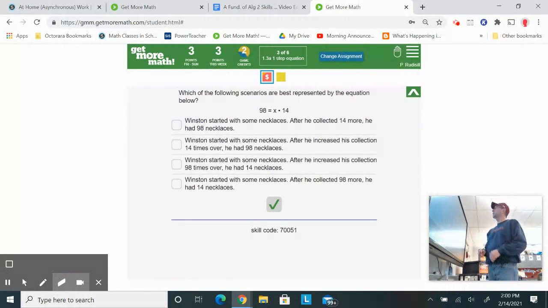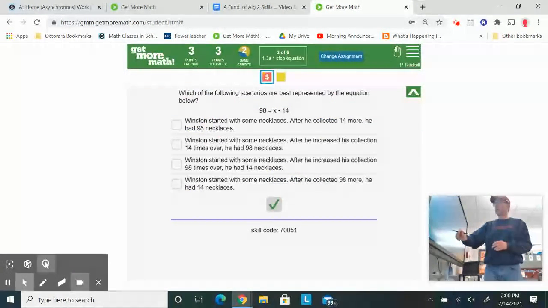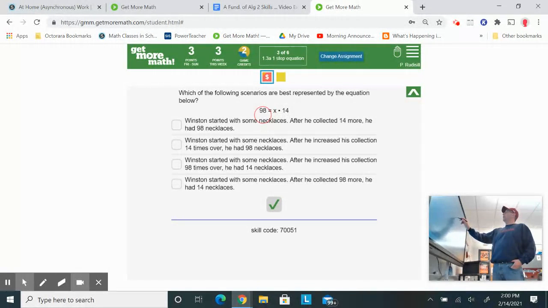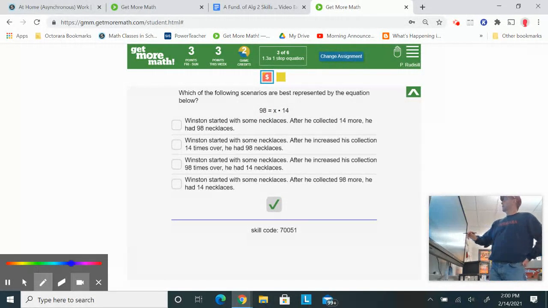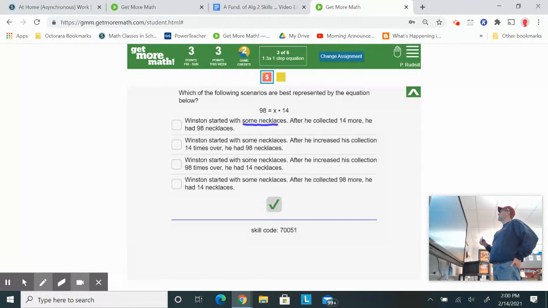Let's do one more. See how we do. Which of the following scenarios matches this equation? We have 98 is equal to something times 14. So in the first sample there, Winston started with some necklaces. He had some necklaces. That would be the variable. If he collected 14 more, that'd be like adding 14. So that's not what we want.